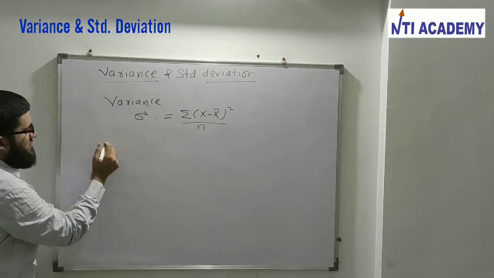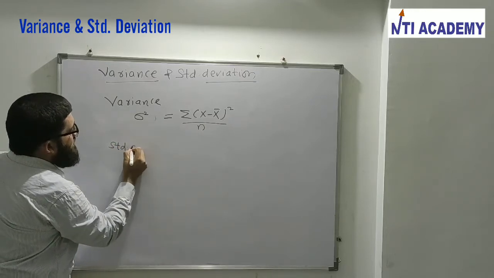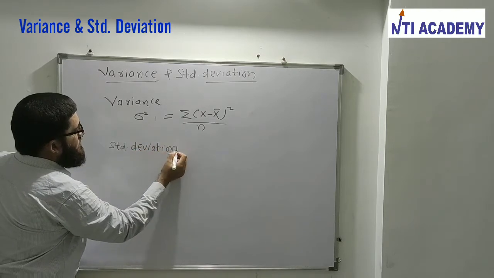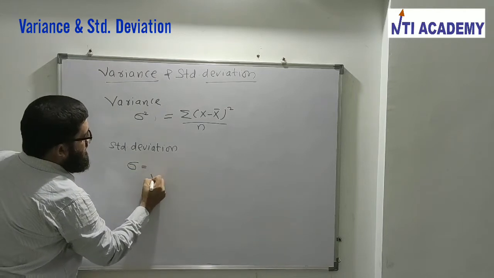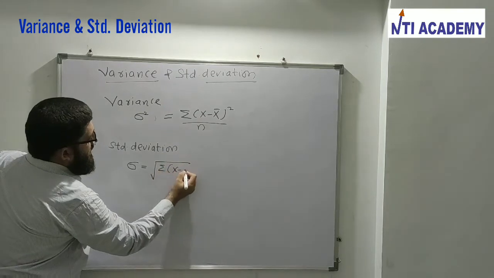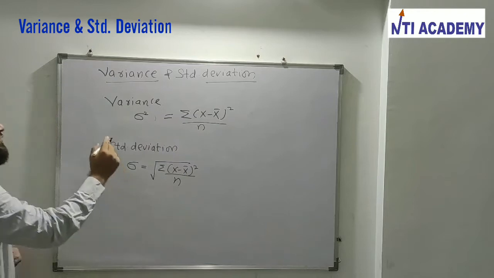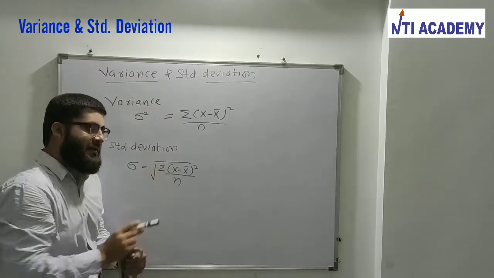And the formula for standard deviation is nothing but the sigma only, that is the square root of the summation of x minus x bar the whole square upon n. So these two are the formulas for the variance and the standard deviation.